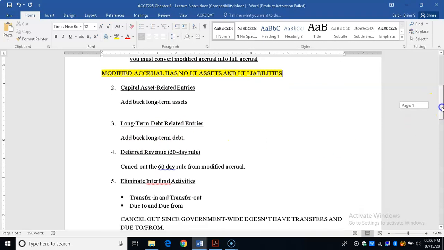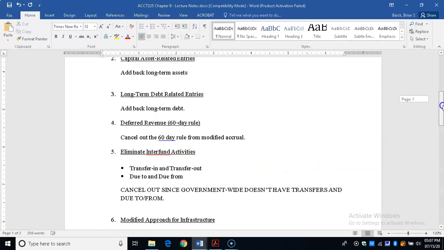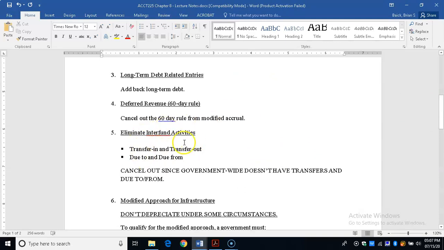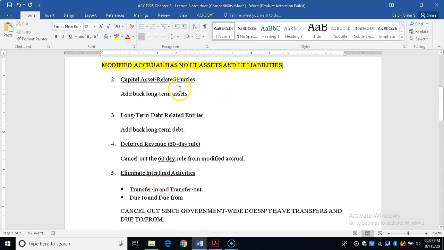Remember, I talked about the 60-day rule in the prior chapter. Okay, so we have to cancel that out. The 60-day rule says for property tax, if you use modified accrual, property tax revenue includes everything you collect now and within 60 days after the year is over. That's the modified accrual rule. We have to cancel that out when we convert back to full accrual. Finally, if we have any inter-fund activities, we have to cancel them out also. Okay, so these are the different steps. 4 different steps. 1, 2, 3, 4.